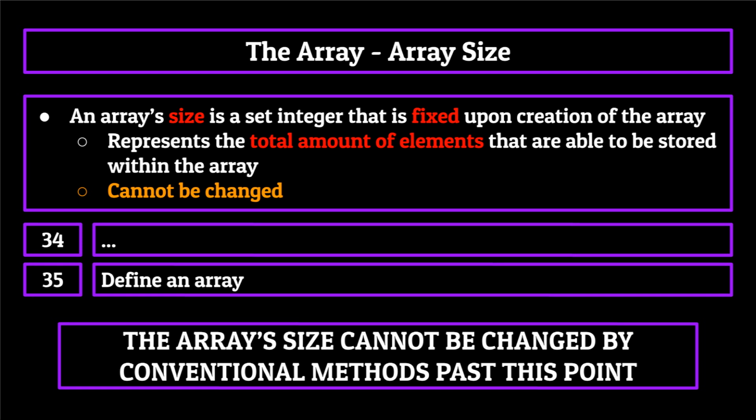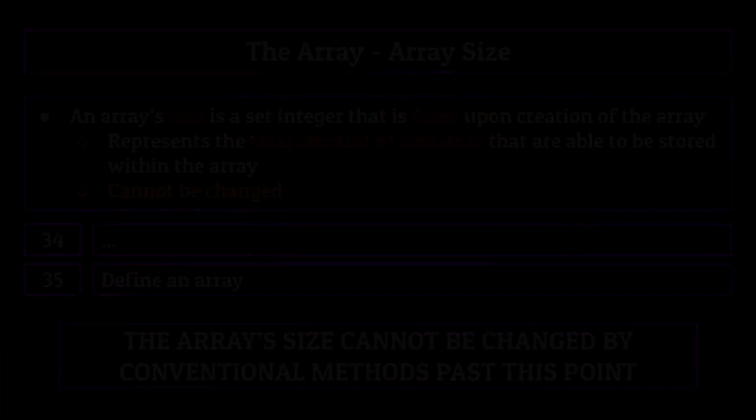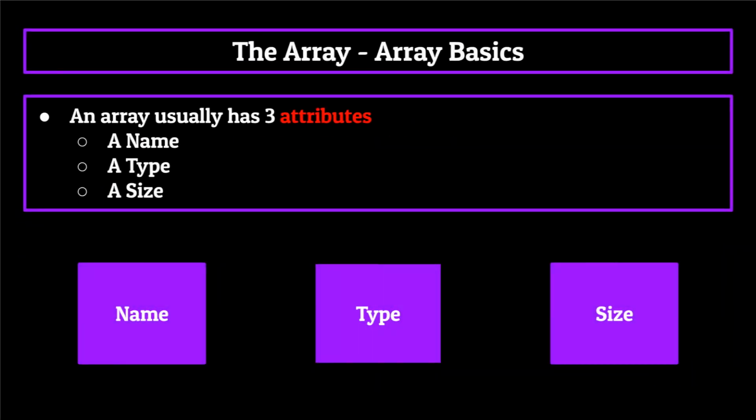This is actually pretty rare for a data structure, and it may seem really counterintuitive and useless, but later on when we talk about an array's efficiency, you'll see that this is for a specific reason and not just to be annoying to the programmer. So there you have it, the three attributes of an array: a name to reference it, a type to fill it with, and a size to control it.